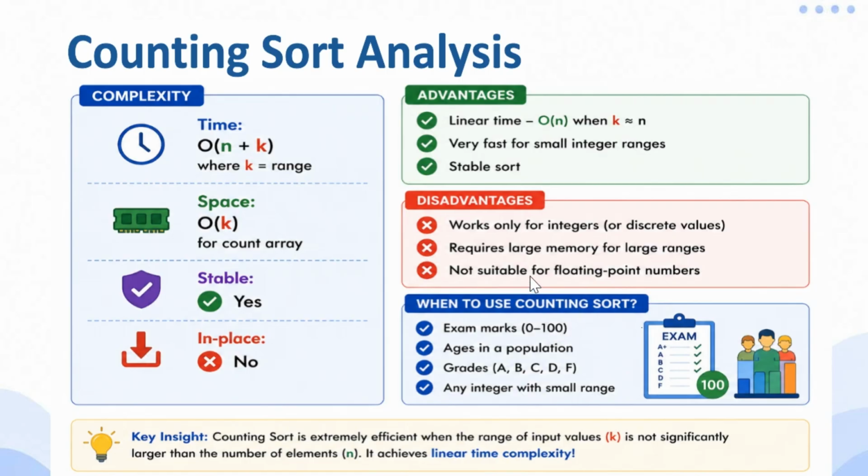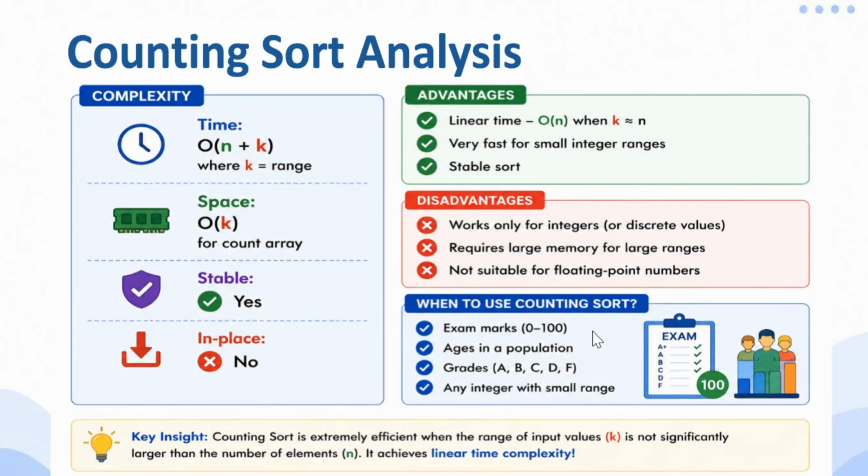Okay, and the next disadvantage, we can say it's not an in-place algorithm. Okay, it requires extra space for the output array and count array, and also you need to know the minimum and maximum values to create the count array.